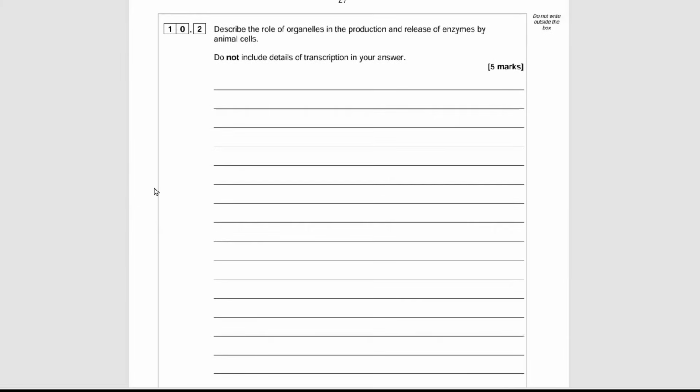Now, moving on to the next part of the question, we've got 10.2. This one's worth 5 marks. Describe the role of organelles in the production and release of enzymes by animal cells. Do not include details of transcription. However, what they haven't said here, if they've said don't talk about transcription, what could we talk about? Well, we could still talk about translation, right?